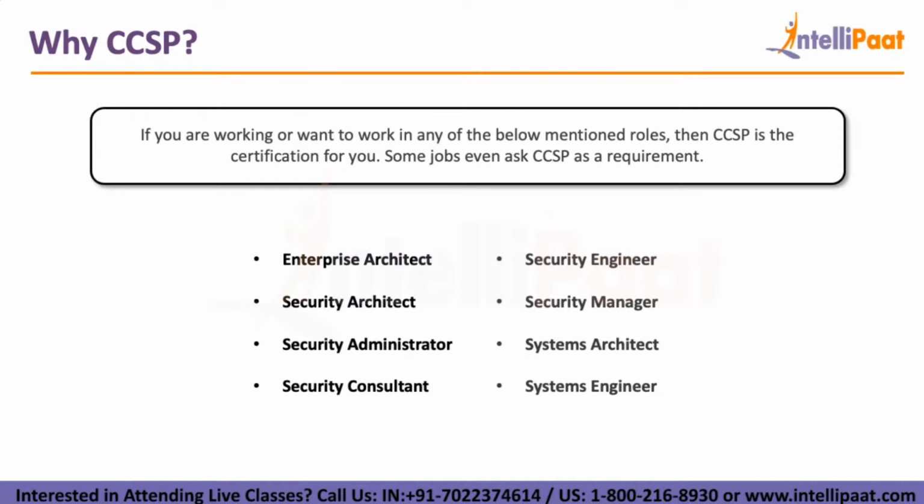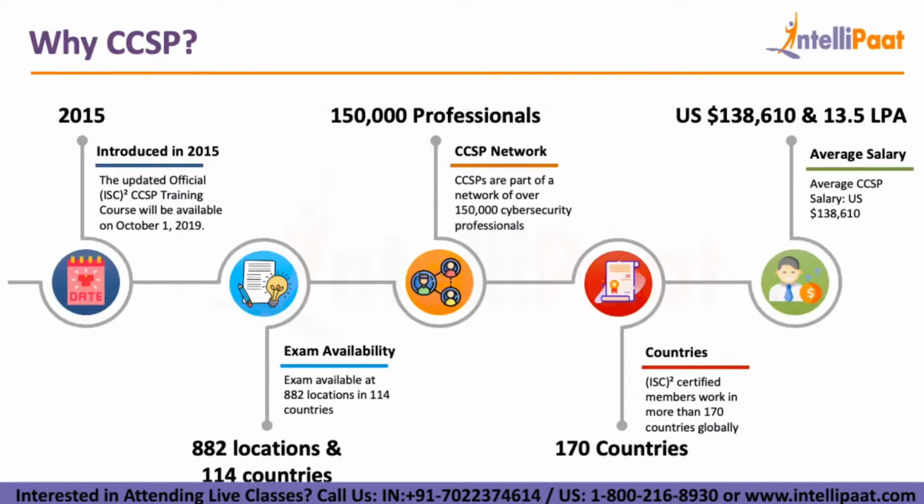Now, what is the reason for that? So, guys, there are more than 150,000 professionals who are CCSP certified right now. And if you talk about their salaries, in the US, the average salary of a CCSP certified professional is $138,610 per annum. Similarly, in India, it's 13.5 lakhs per annum. So it's a pretty good salary, and it's the average salary.